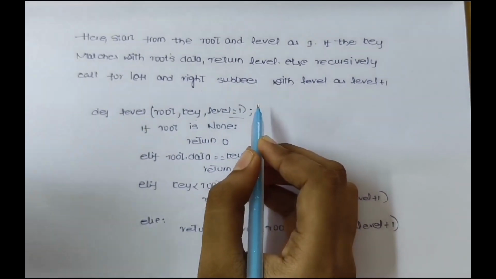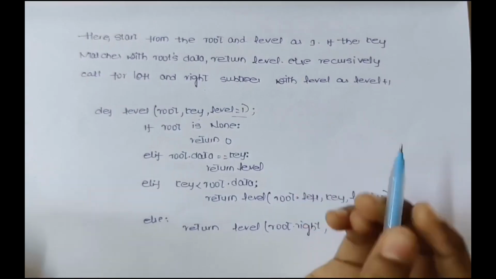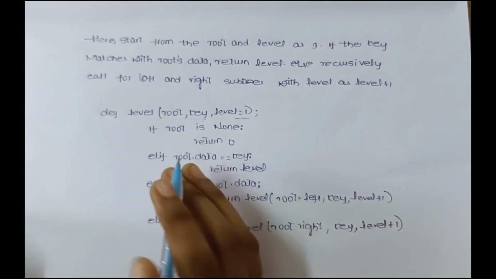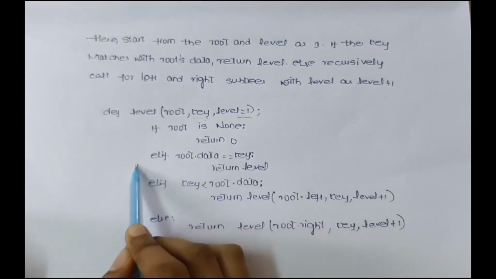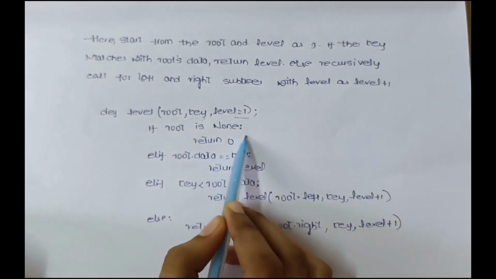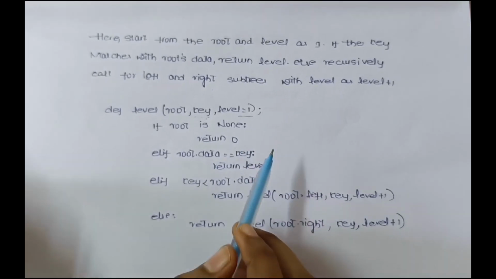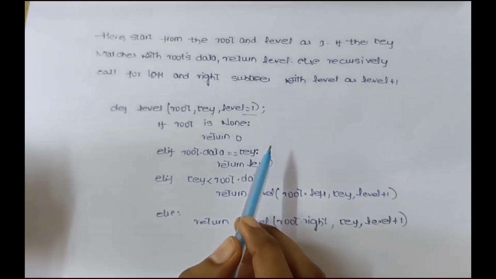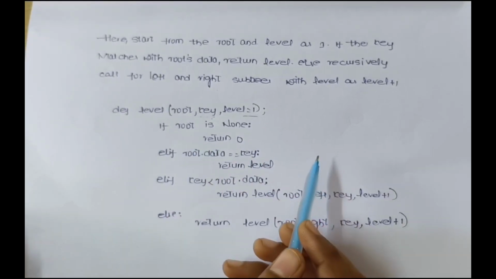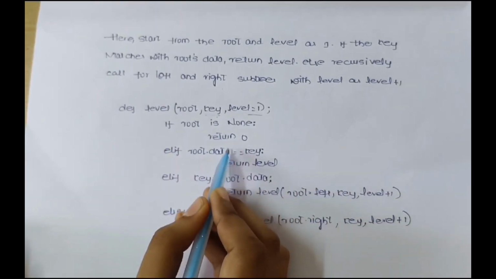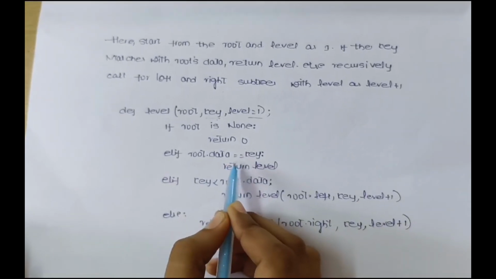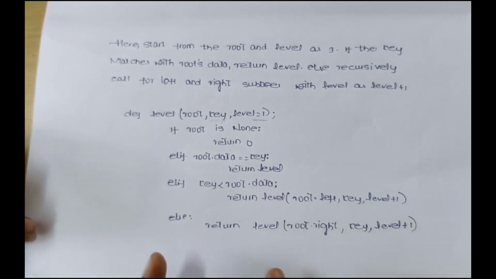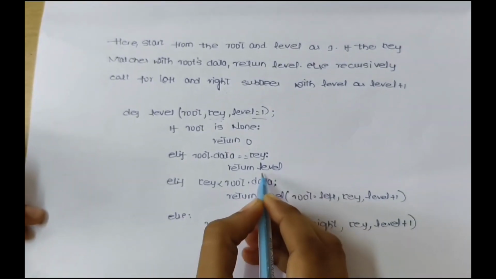So if there are no children for a root node, then the level is 1. Here key is the element whose level we want to find. First, if root is none, return 0, because if there is no root in the tree, the tree does not exist and we return 0. There is no level for it. If root is not none, we come here, and in another condition, if root exists and root.data is equal to key, we return level.